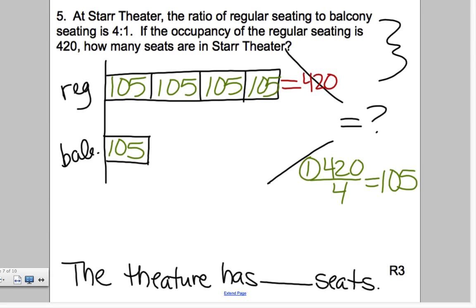Brian, what's one way we can do that? We take 105 and multiply it by 5. We could do that, couldn't we? Don't we have 5 105s in all these parts? Does anybody see another way we could do it? Wes? Add 105 to 420.